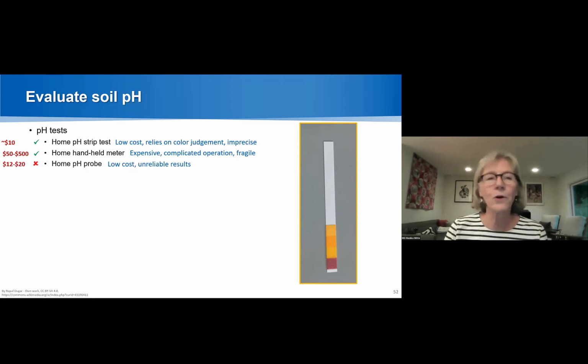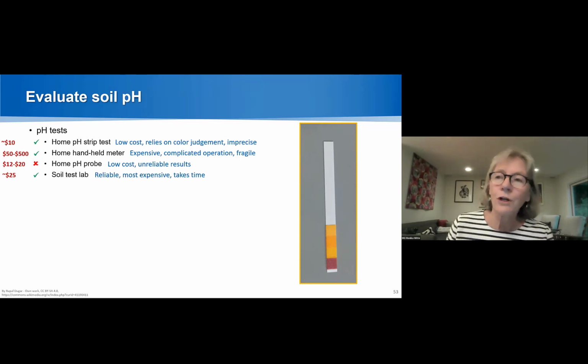There are also some low-cost pH probes that you might be able to find, and they cost in the range of $12 to $20. They're somewhat unreliable, and we don't recommend them. You can also take your soil sample to a commercial lab. This is reliable. It's actually the most expensive if you do it multiple times because you're going to be paying this amount over a number of efforts, and it takes time. If you want to know what the pH of your soil is today, you won't be able to know because it'll take a couple of weeks to get the results back.